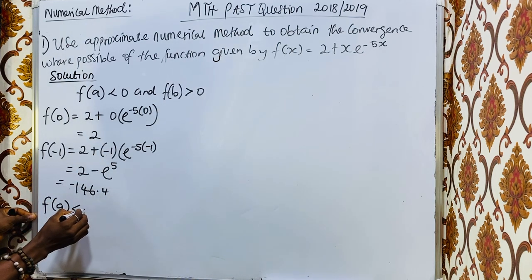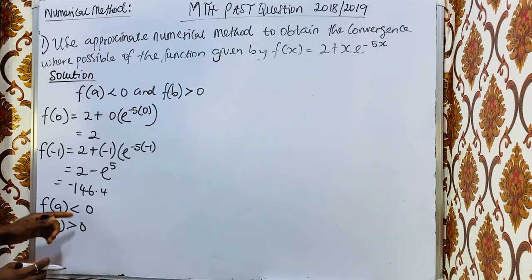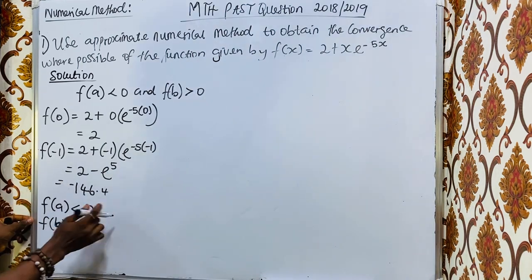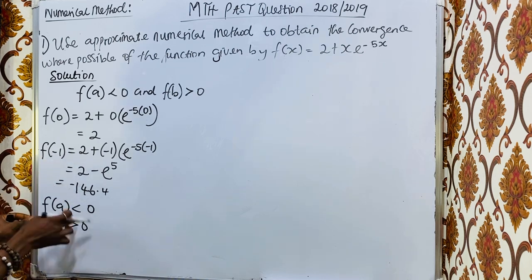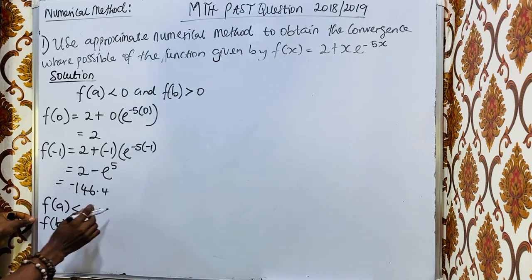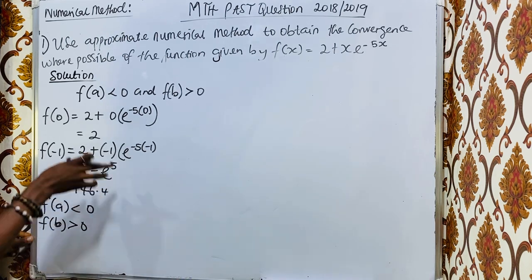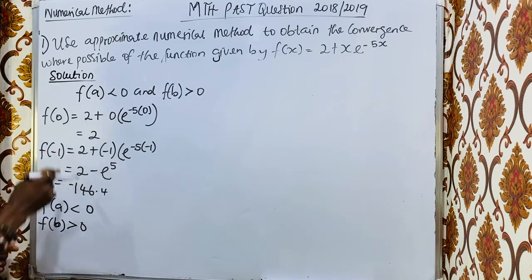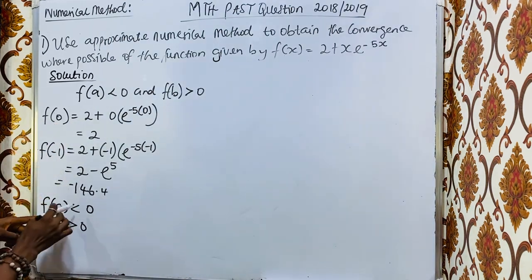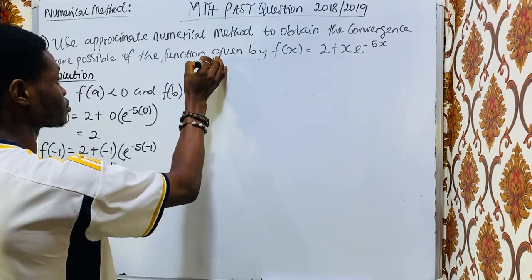F of a is less than 0 and f of b is greater than 0. So which one is less than 0 here? When our x is minus 1, our f of a is less than 0, so we got negative 1. When our b is greater than 0, we input the value of x to be 0, so f of b is greater than 0. So our a is negative 1 and our b is 0.